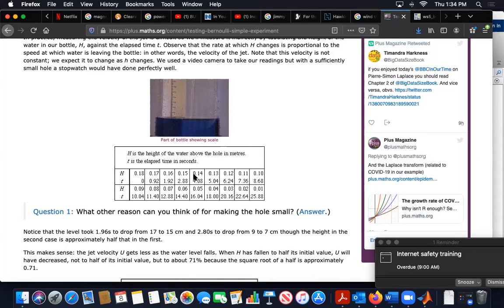However you want to do it. So they do this, and they're taking different measurements, and because they know how far it's moved in a certain amount of time, they know how fast the water is moving in the bottle, because you can calculate the velocity from that, and they do that.